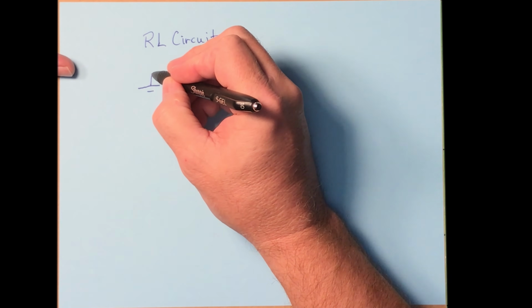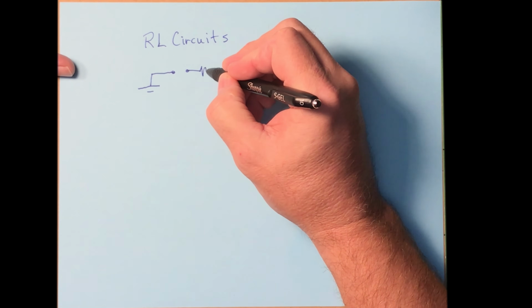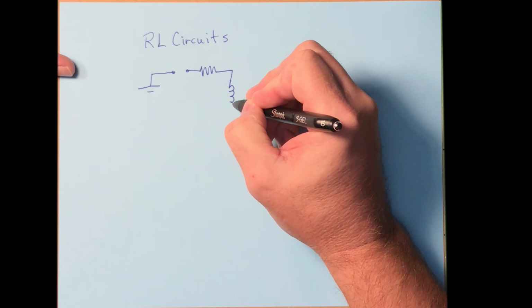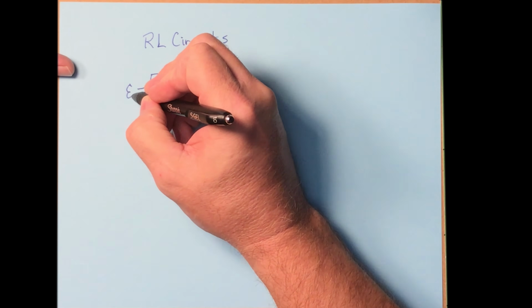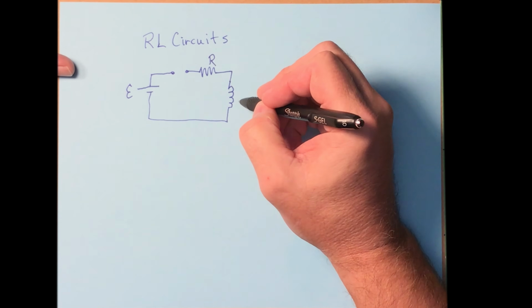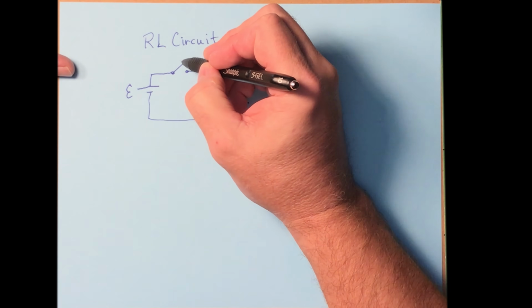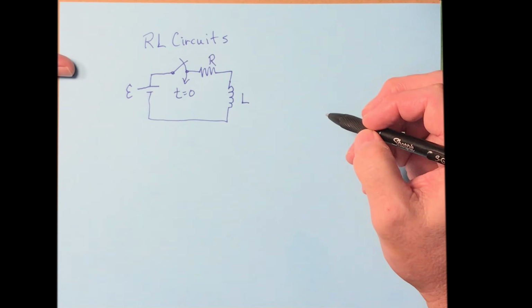Suppose we have a battery, switch, resistor, and inductor. The battery has some EMF E. The resistor has some resistance R. The inductor has some inductance L. The switch is closed at t equals 0.